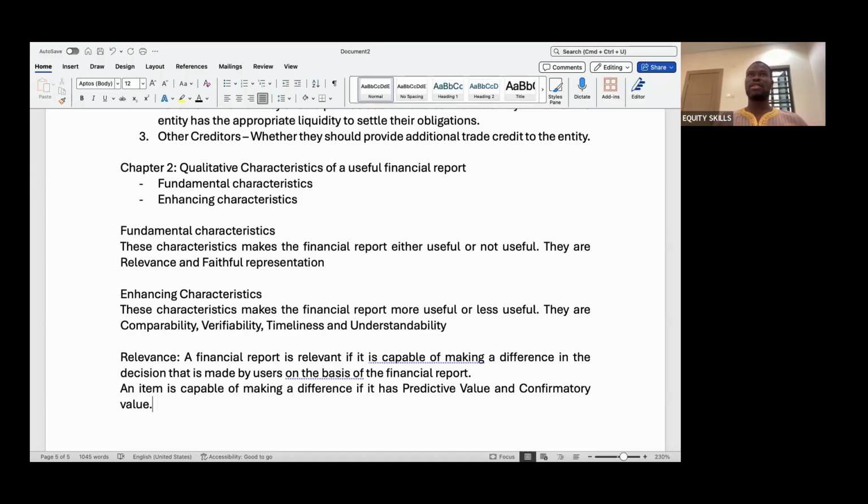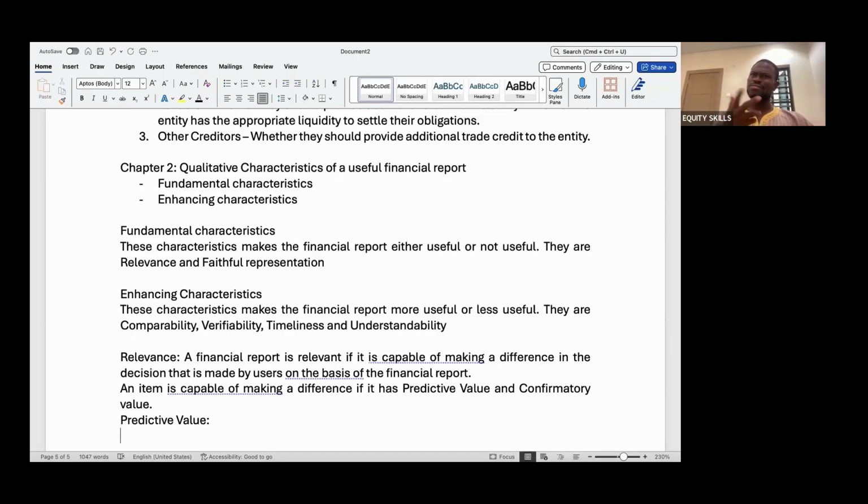Okay, that means that if that assumption is there and clear, it therefore means that it will definitely confirm your past prediction. And you see, when it comes to predictive value, there are a lot of things you are going to learn as we move on. When I start teaching you those standards, you will see that I need you to get to a point where this conceptual framework will start making sense, right?